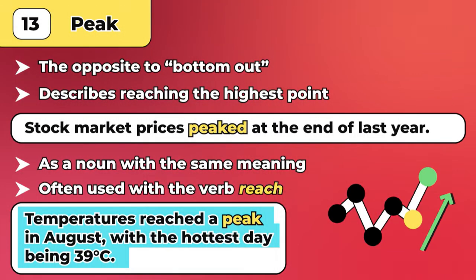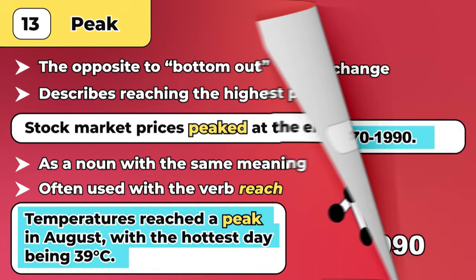Peak is the opposite of bottom out. It describes reaching the biggest point. Stock market prices peaked at the end of last year. This word can also be used as a noun with the same meaning, often used with the verb reach. Let's see an example. Temperatures reached a peak in August, with the hottest day being 39 degrees Celsius.